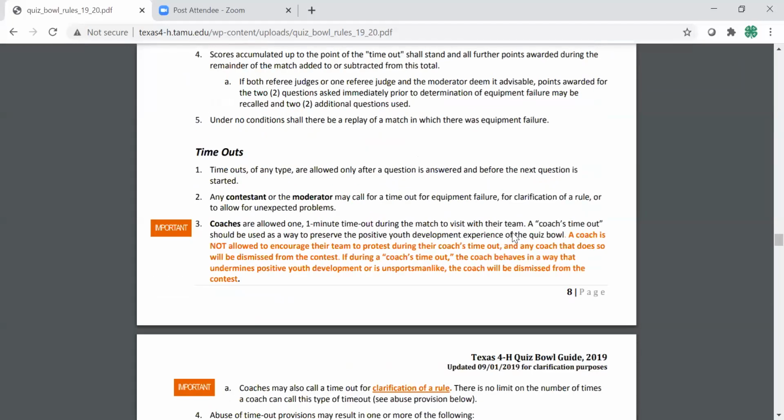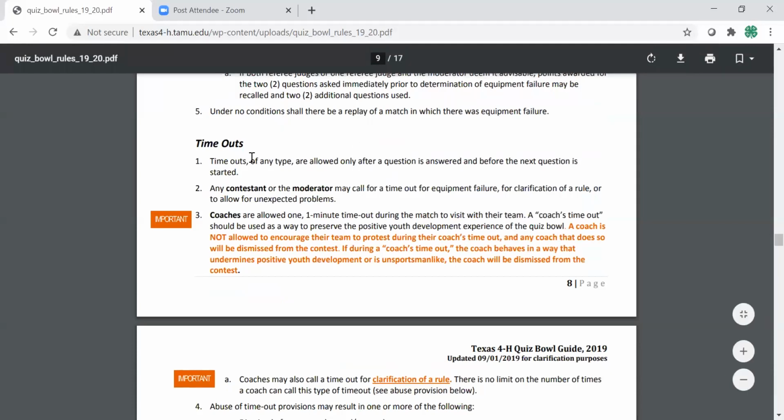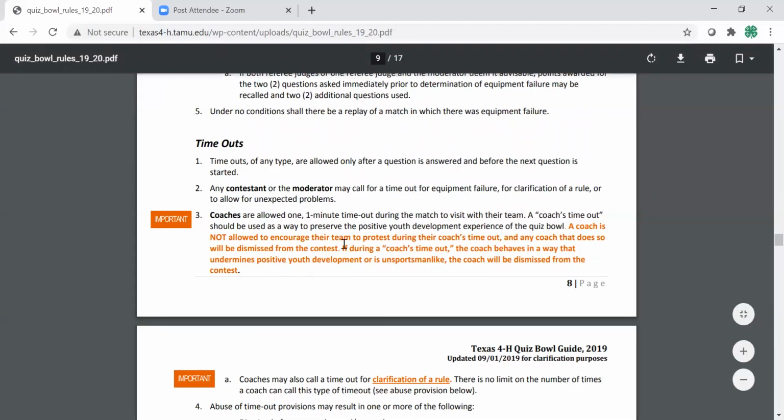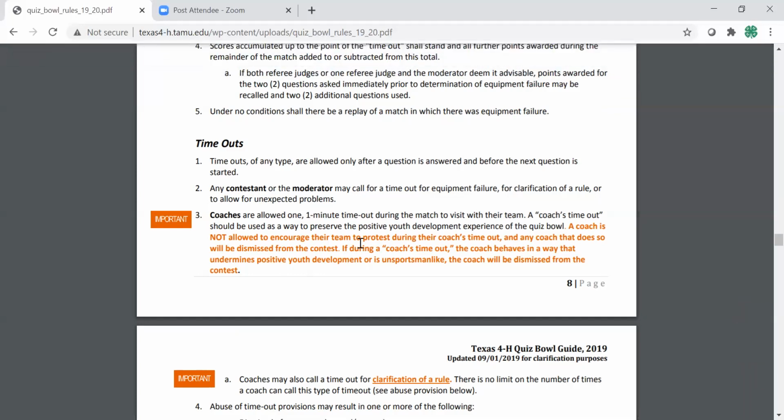If ever they feel like their buzzer isn't working, they just need to raise their hand and we will do a buzzer check. Timeouts. Timeouts of any type are allowed only after a question is answered and before the next question is started. A contestant or the moderator may call a timeout for equipment failure or clarification of a rule at any time. Coaches are only allowed a 1-minute timeout during the match to visit with your team. So you only get 1 timeout if you're a coach.